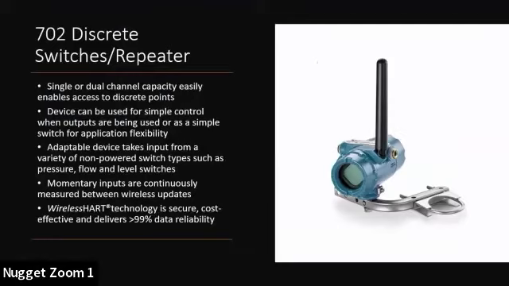One of the other things that we have developed is our 702 discrete transmitter. What that allows us to do is remotely switch. It's got 2 discrete switches inside, and we can use that to do one of two things: either act as a repeater where we're not even using the switches, or actually use those switches to activate flush valves.